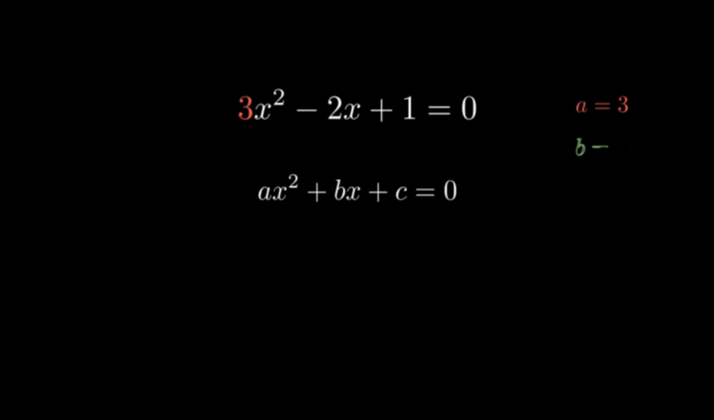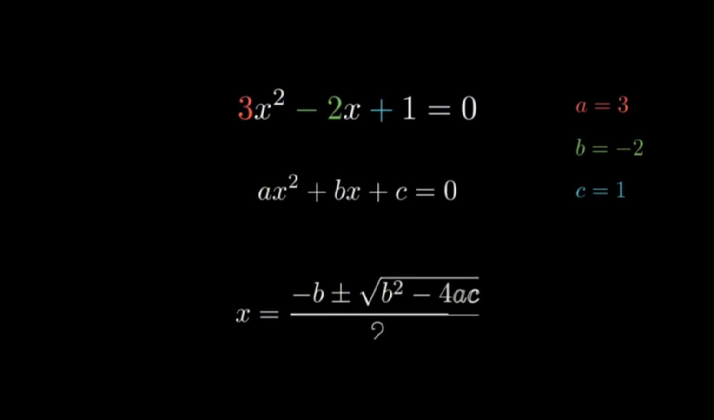Next, we identify that b equals negative 2, which is the coefficient of our x term. This value affects the horizontal position of the parabola's vertex. And finally, c equals 1, which is our constant term. This value determines where the parabola crosses the y-axis. Now that we've identified all our coefficients, we can apply the quadratic formula to solve this equation.